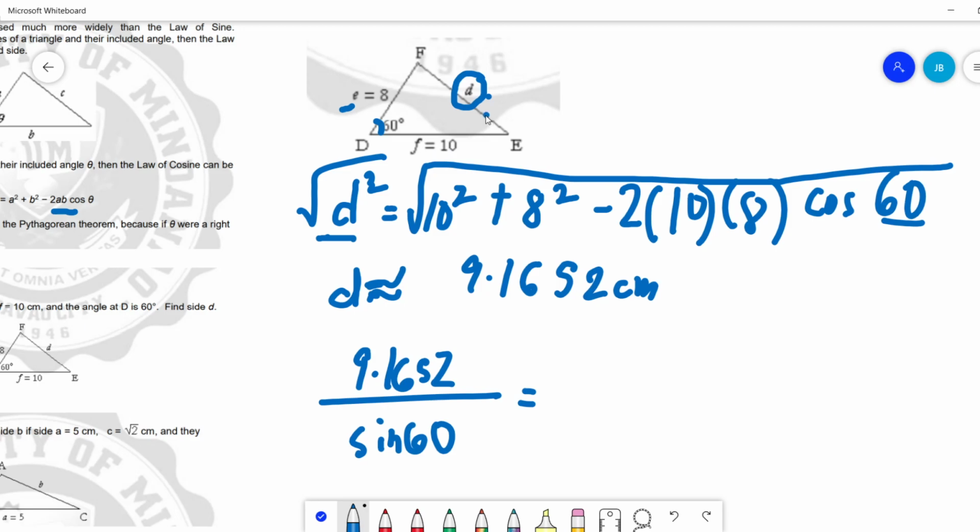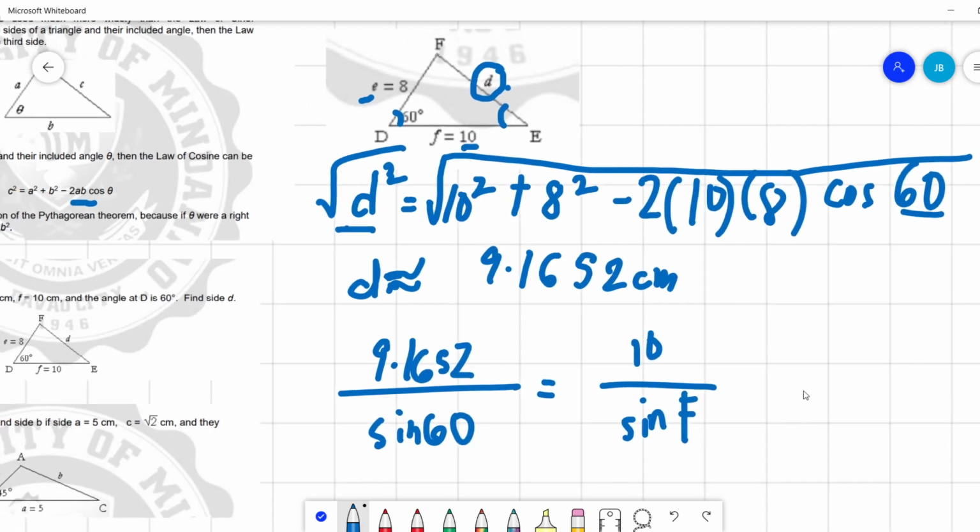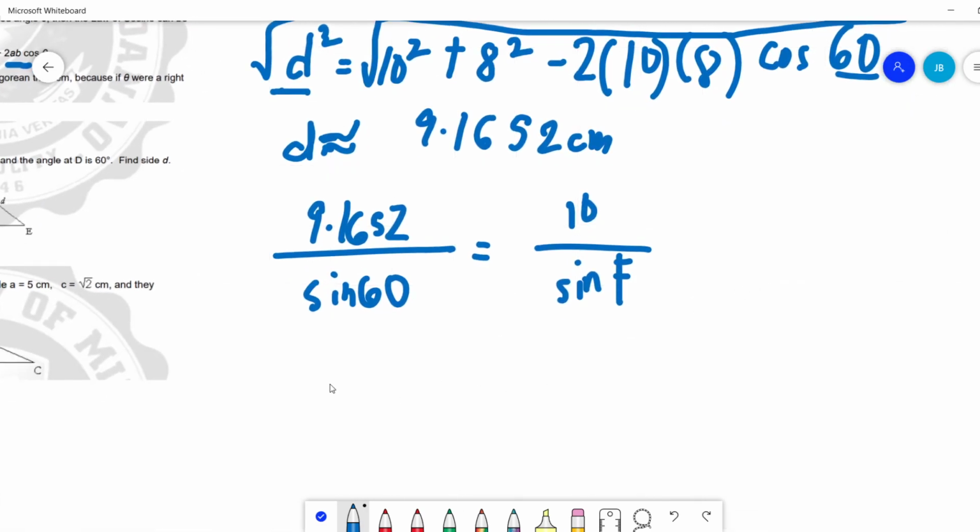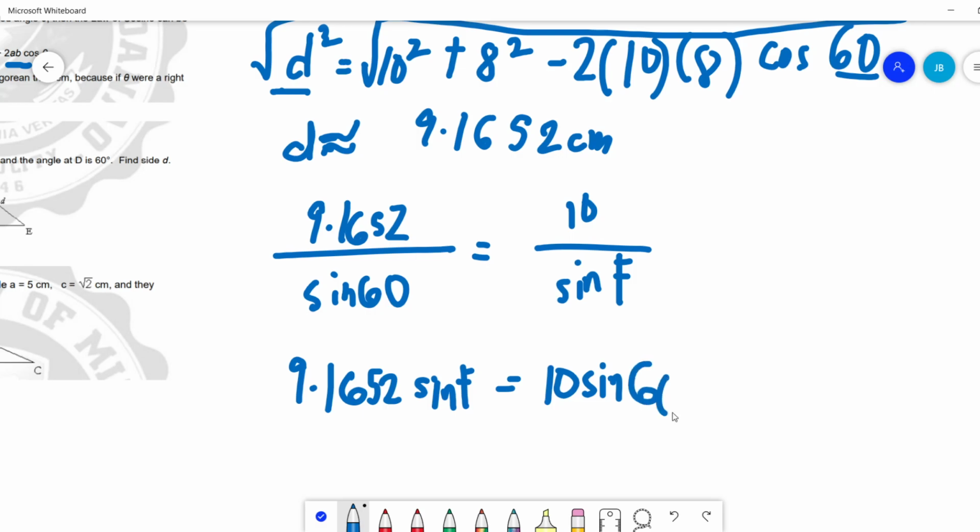Let's find angle F. So angle F has a side of 10 over sine F. All right. So getting sine F, or getting the value of F, that would be 9.1652 sine F is equal to 10 sine 60. All right. So dividing both sides by 9.1652.